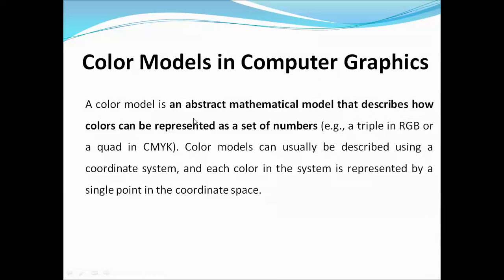Let me see the definition. A color model is an abstract mathematical model that describes how colors can be represented as a set of numbers. For example, a triple in RGB, that is a combination of RGB, or a quad in CMYK, that is four different combinations. Color models can usually be described using a coordinate system, as I mentioned in the goal of the color models. Each color in this system is represented by a single point in the coordinate space.